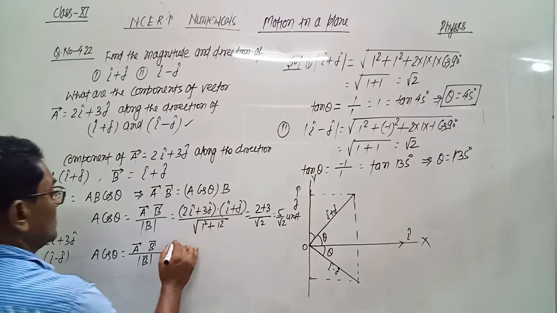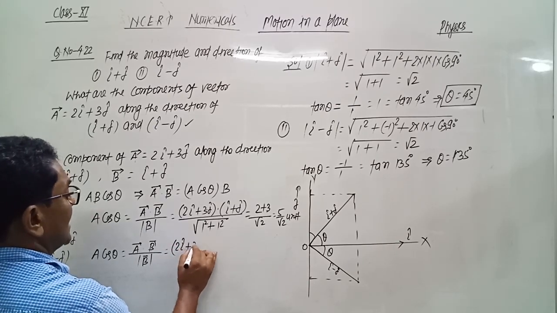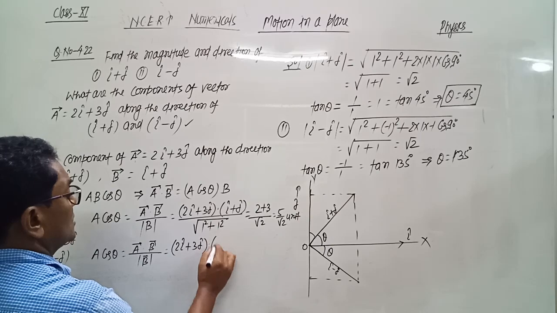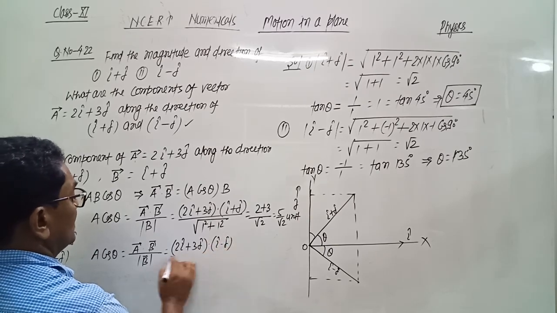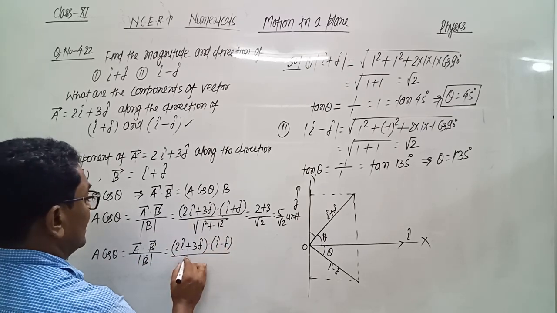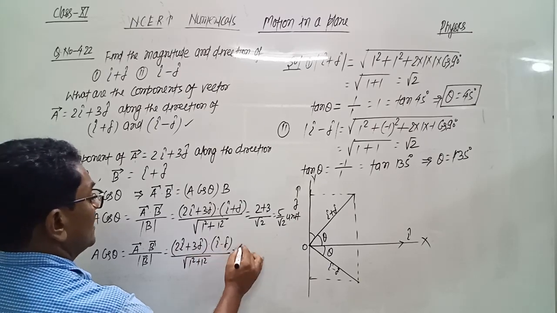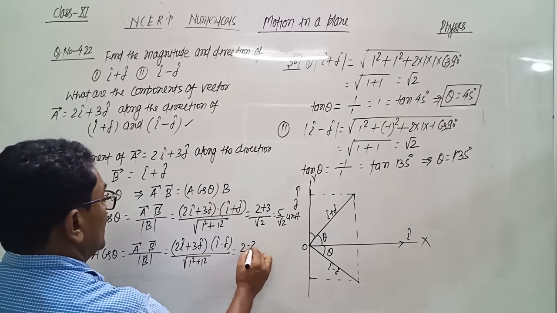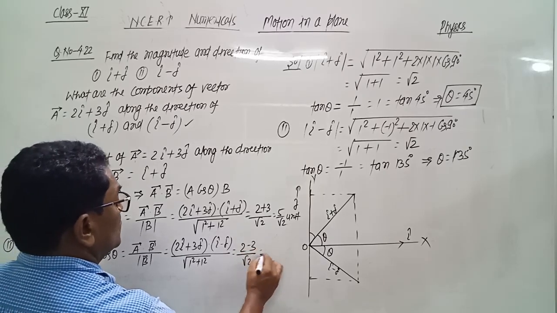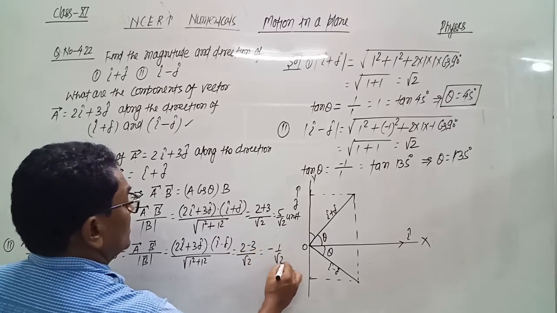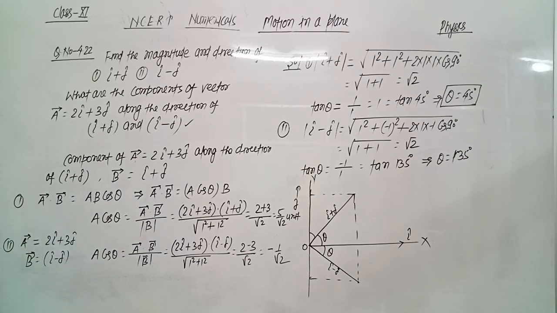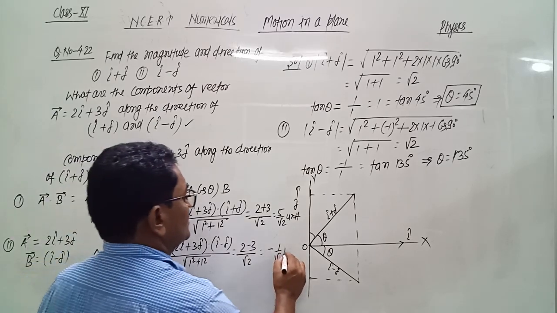So write down the value of A and B. 2i cap plus 3j cap dot i cap minus j cap, and magnitude of B will be under root of 1 square plus 1 square, so it becomes i dot i 1, 2 minus 3 upon under root of 2, so minus 1 by root 2. So this is the component of vector A along the direction of i cap minus j cap.